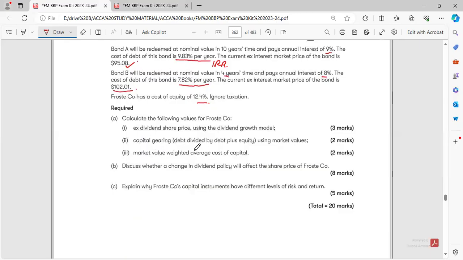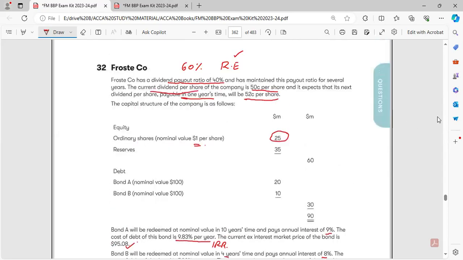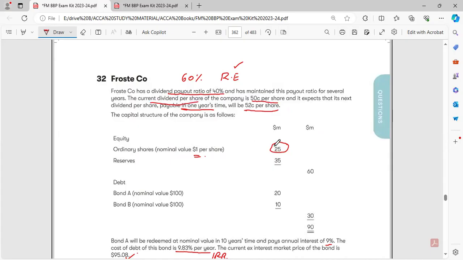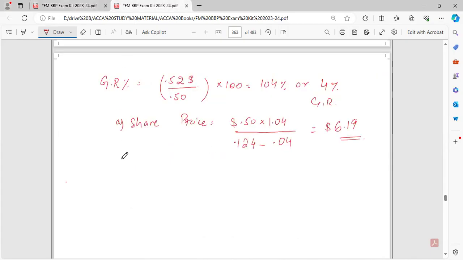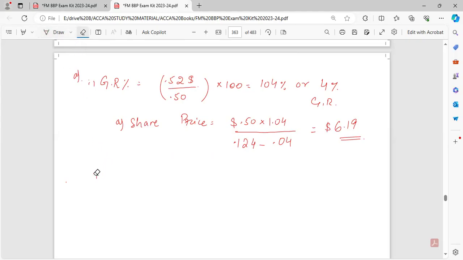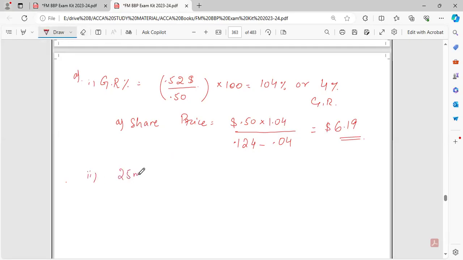Second one is capital gearing, debt divided by debt plus equity using the market values. So for market values, we need number of shares. 25 divided by 1, 25 million shares. 25 million shares multiplied by share price, which is 6.19. It is market value of equity.